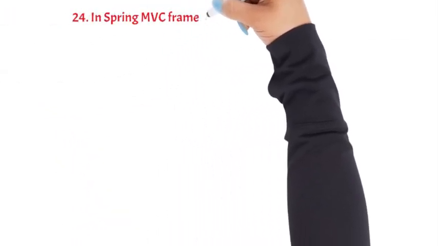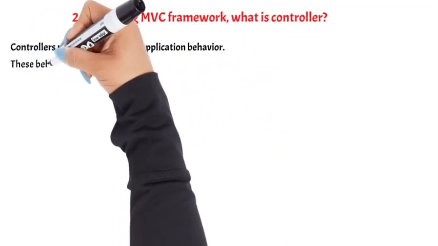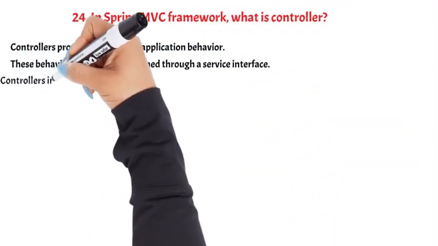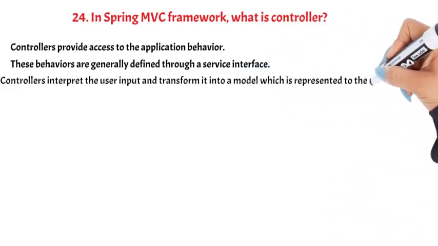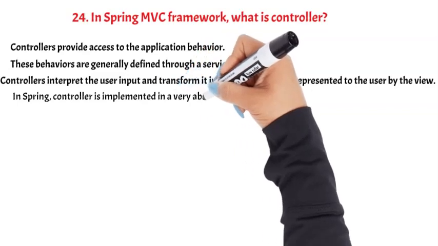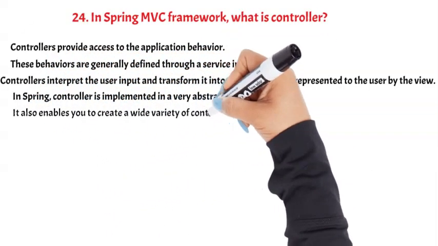24. In Spring MVC framework, what is controller? Controllers provide access to the application behavior. These behaviors are generally defined through a service interface. Controllers interpret the user input and transform it into a model which is represented to the user by the view. In Spring, controllers are implemented in a very abstract way. It also enables you to create a wide variety of controllers.